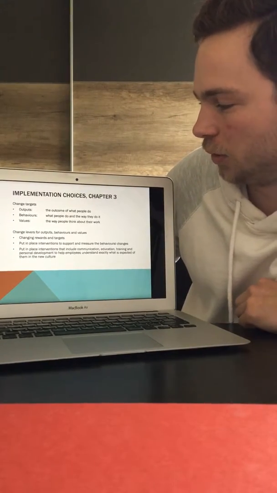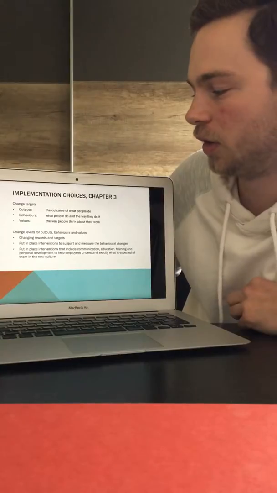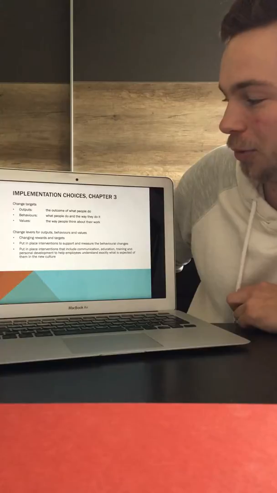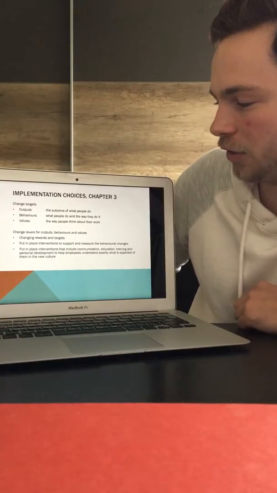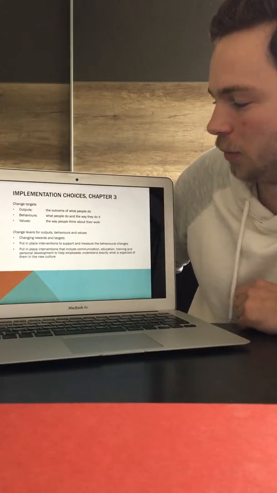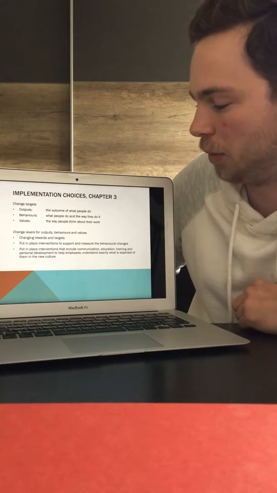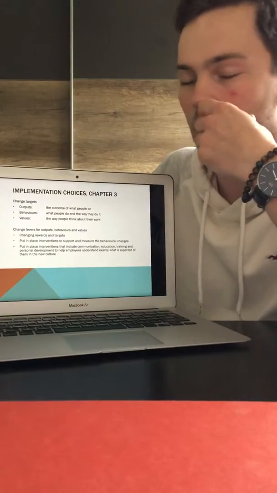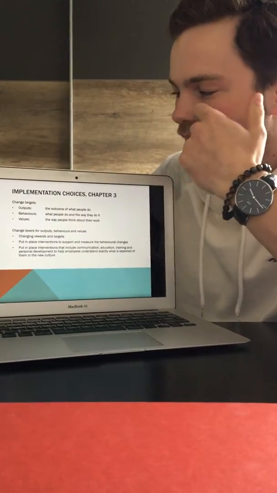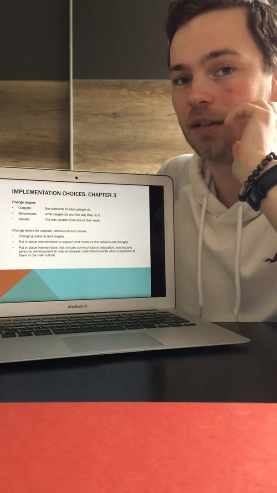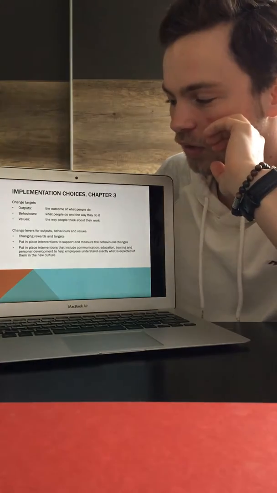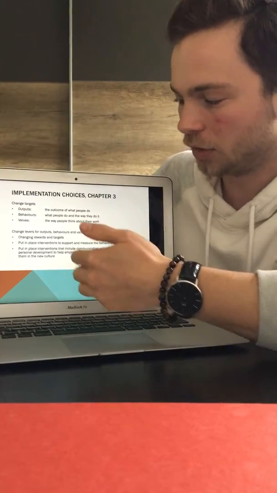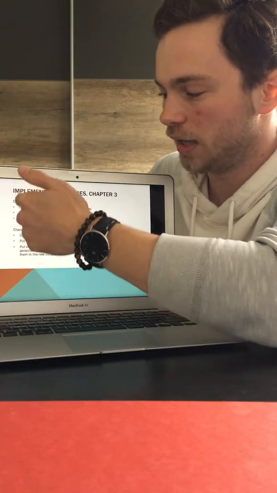So, still in chapter 3, we have the change targets. The first one being outputs, so the outcome of what people do. The second one is behaviors, what people do and the way they do it, and the values, the way people think about their work. So these are 3 things that you can accomplish with change. Now, enabling or accomplishing these targets you can do through applying levers. So these are in the same order as these ones.